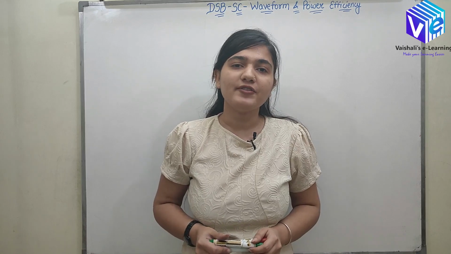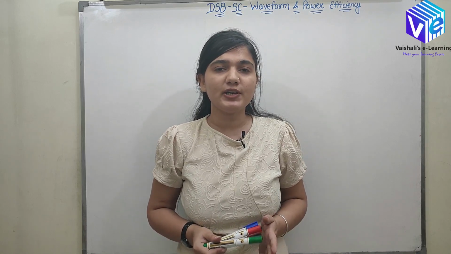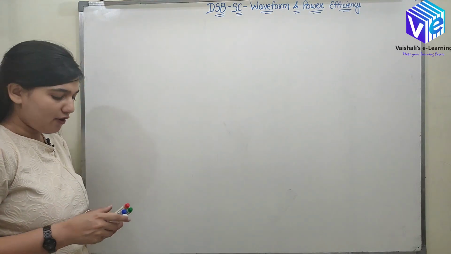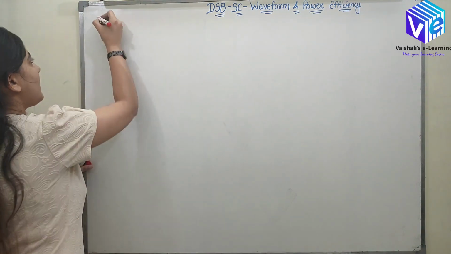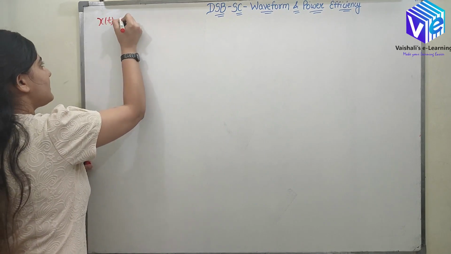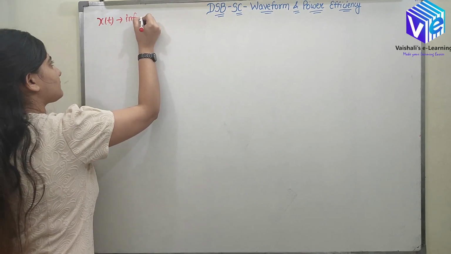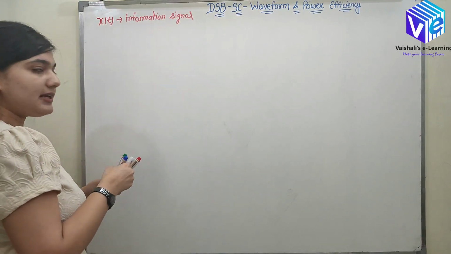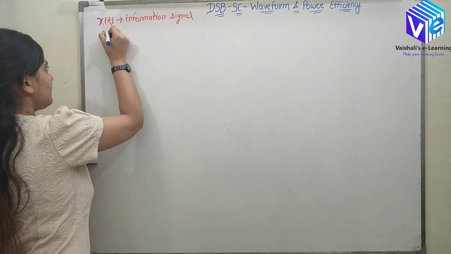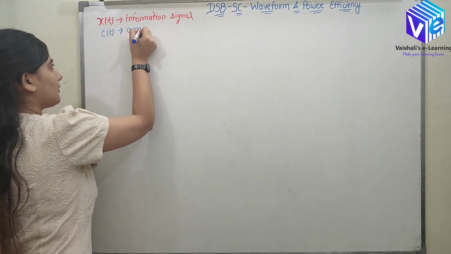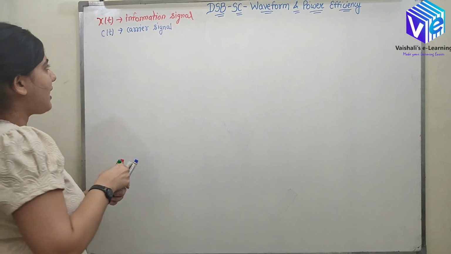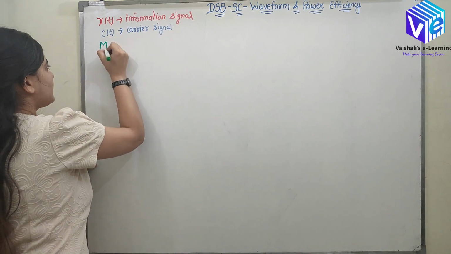In this video I am going to talk about the waveform of DSB-SC type of amplitude modulation and its power efficiency as well. So first I will be talking about the waveform. When I talk about the waveform, I have x(t), which represents the information signal. After that I have c(t), which represents the carrier signal. After which I have m(t), which represents the modulated signal.